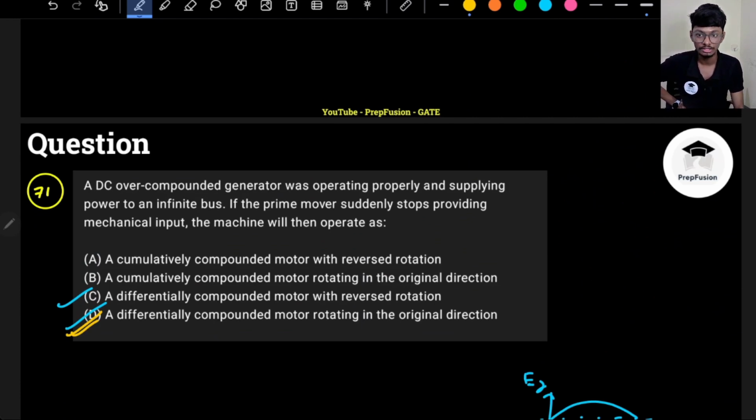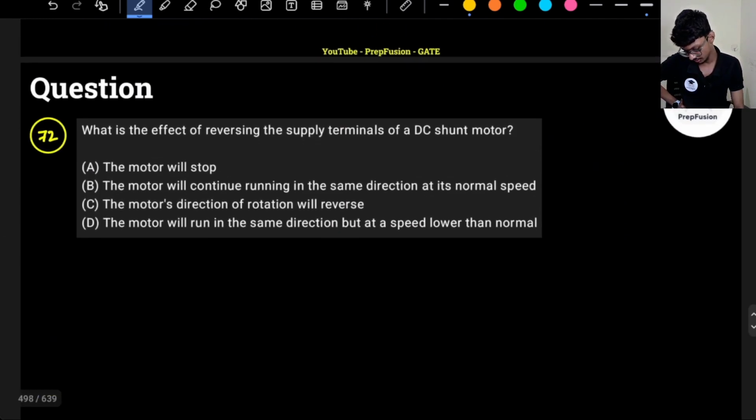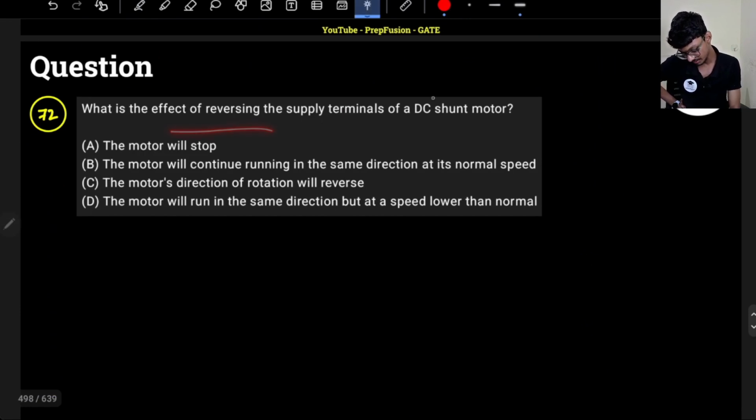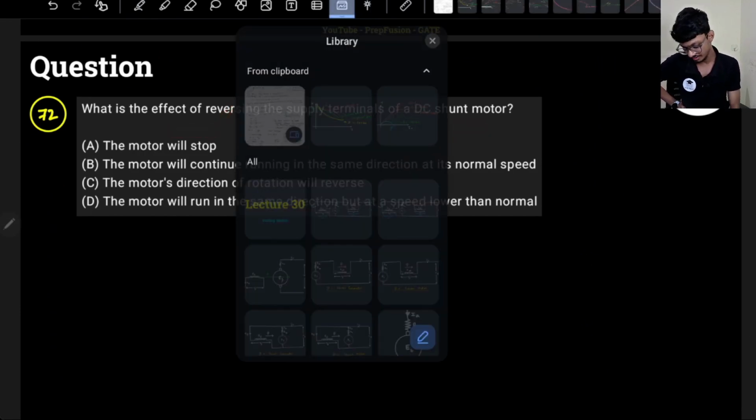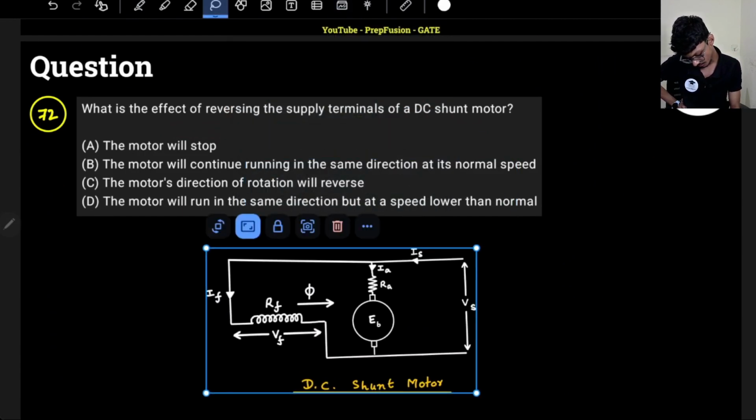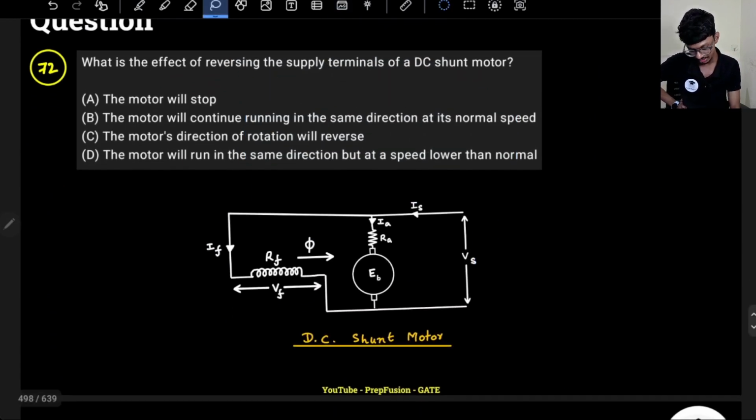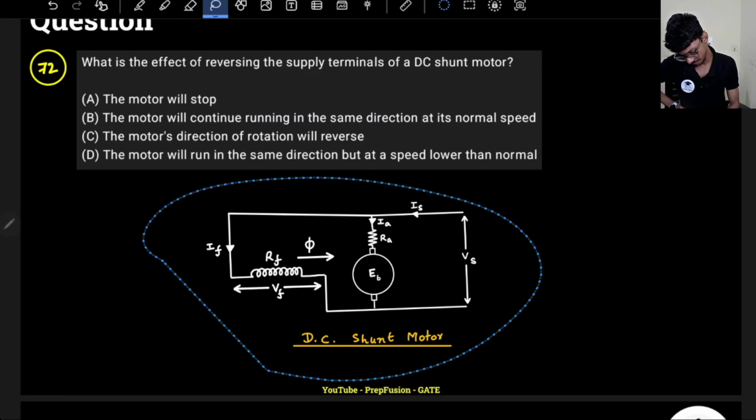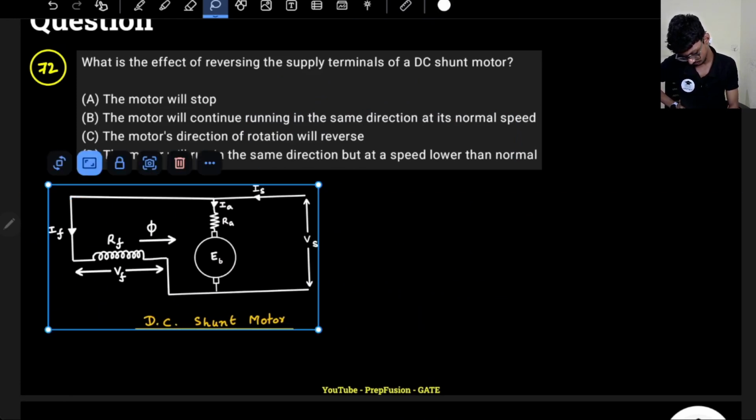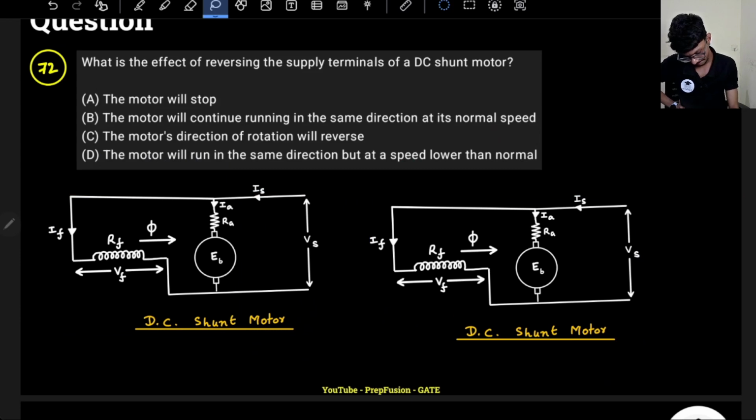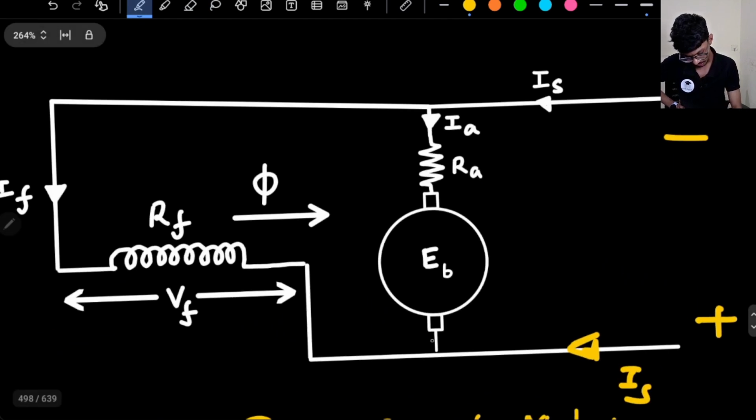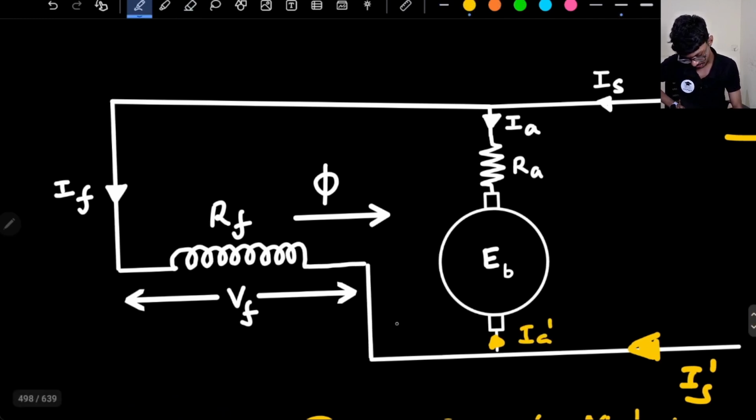Okay, let's now solve the next question. In this question, what is the effect of reversing the supply terminals of a DC shunt motor? This analysis is easier. If I reverse the supply terminals of a DC shunt motor, what will happen? Basically, now this will be minus, this will be plus. So Is will be going here. This will be the direction of the Ia current. Let me name it as Ia dash.